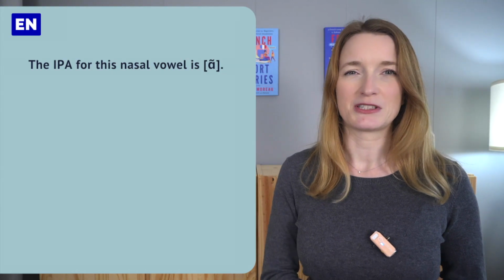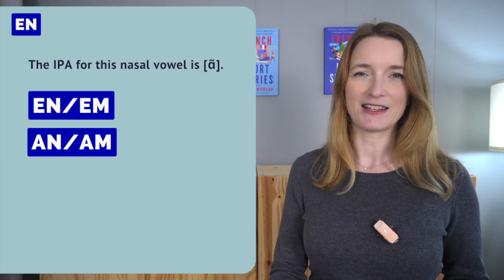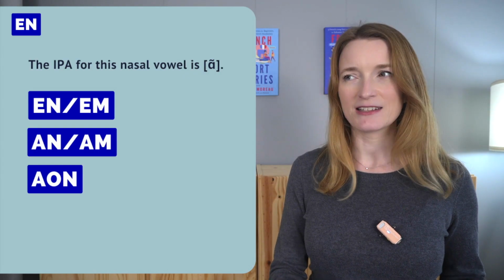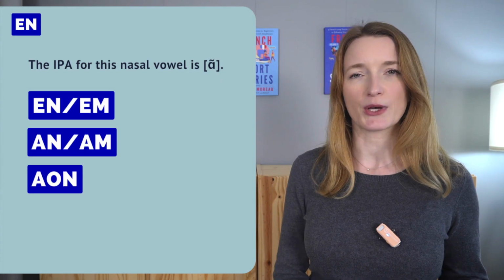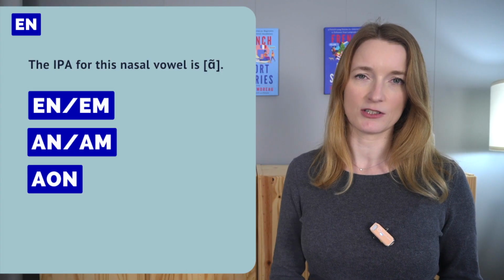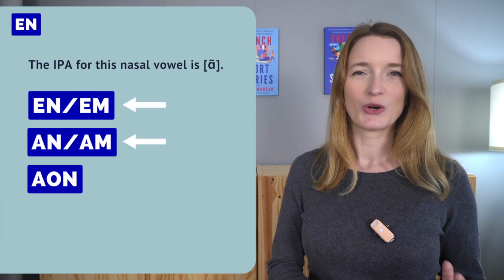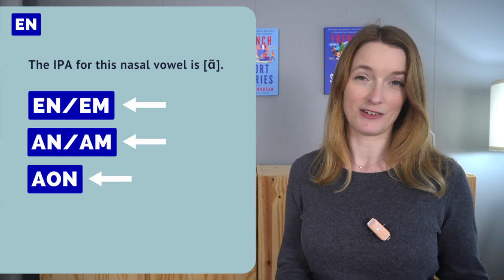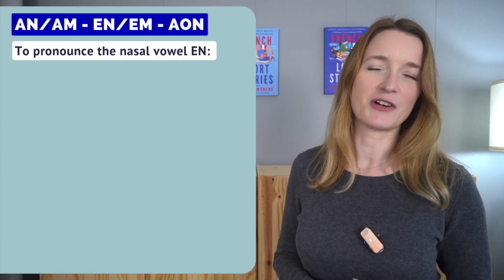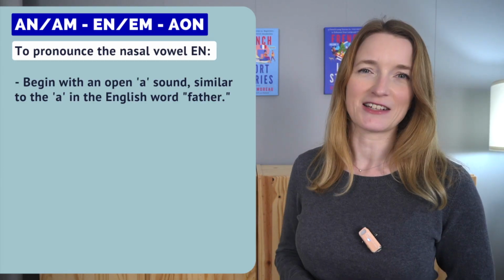We have 5 different spellings for en. We have en, em, an, am, and not as common, but we also have aon. They all have the same pronunciation. So en, en, en.